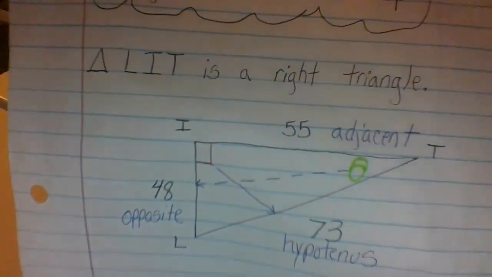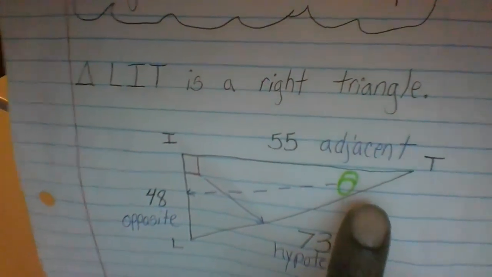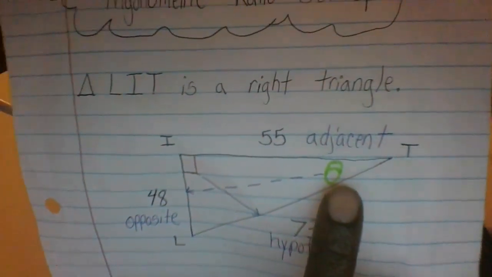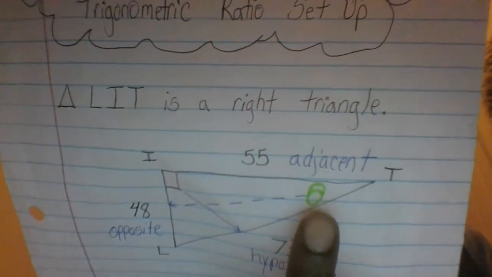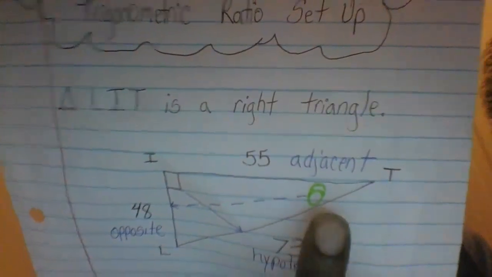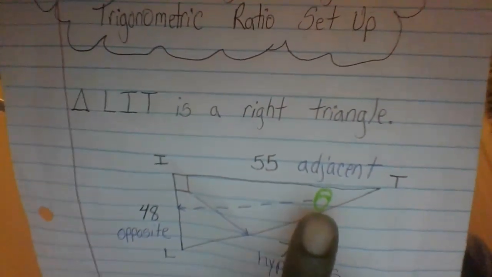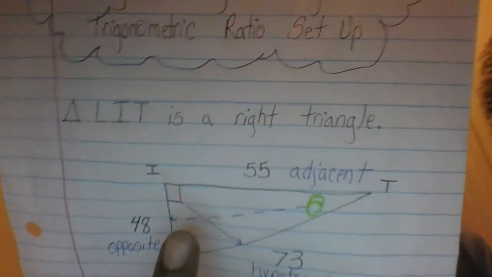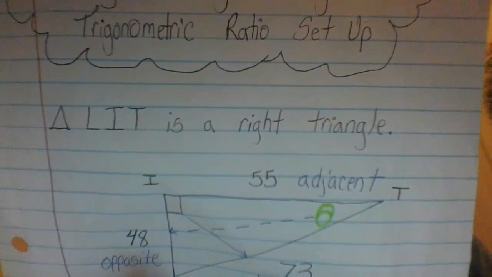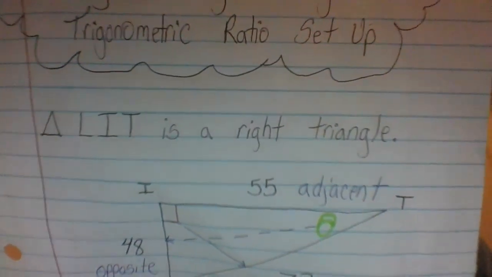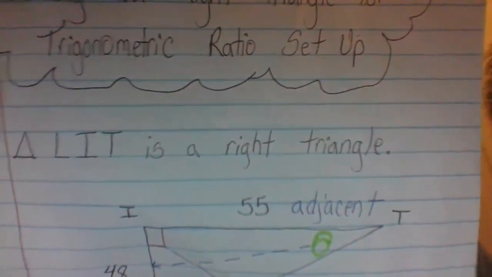The next thing we can identify is the opposite side. We're going to use theta, which is the angle that is being referenced. They'll give you a certain measurement or they'll tell you what theta is. You always look at the angle that they are referencing, and then you look across at the opposite side of the triangle. That gives you the opposite side of theta. The opposite side of theta is LI, which is 48 units.